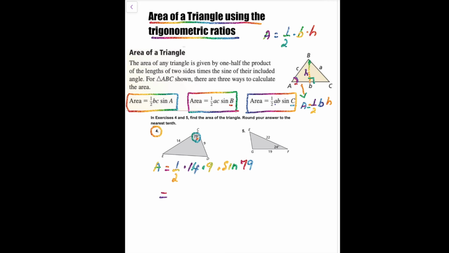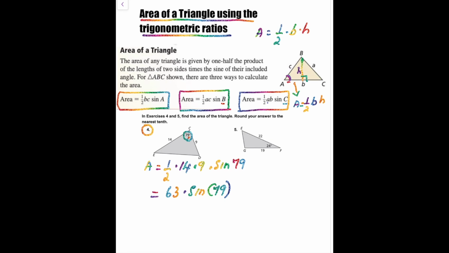So 1/2 of 14 is 7. 7 times 9 is 63 times sine of 79. That will be your answer. You need to plug that in the calculator and see. So that's about 61.8 square units, units squared. So same way you can do number 5.